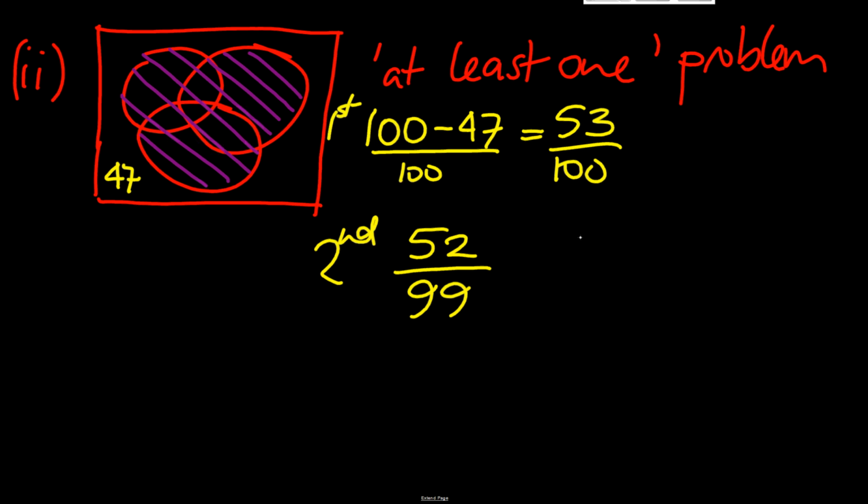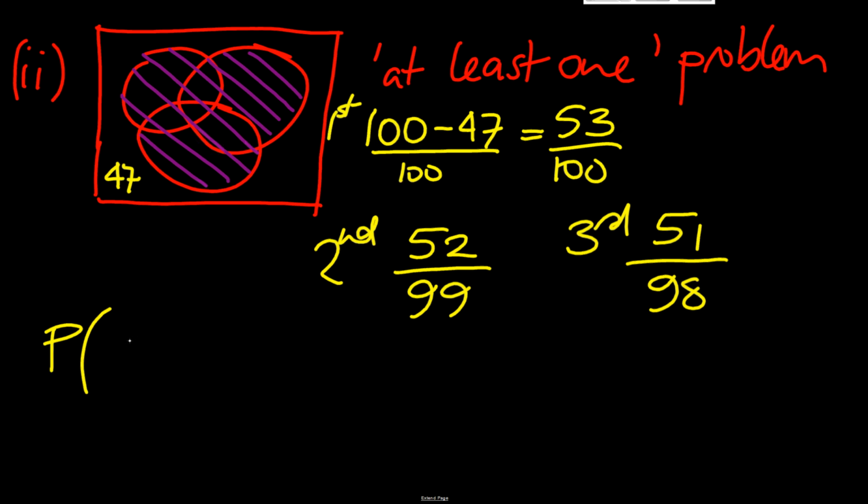And then we get our third pick. Well, now we've only got 51 plants left with a problem out of 98. So that's the probability of picking a plant with a problem on our third pick. So what's our overall probability here? That we select three plants that all have at least one problem.